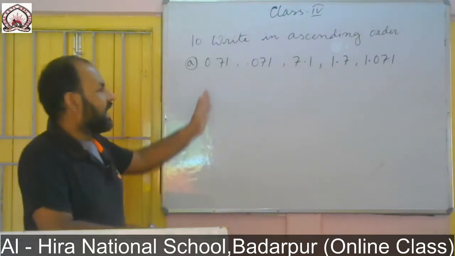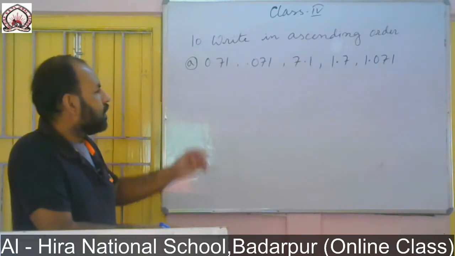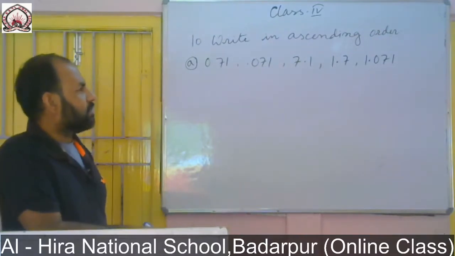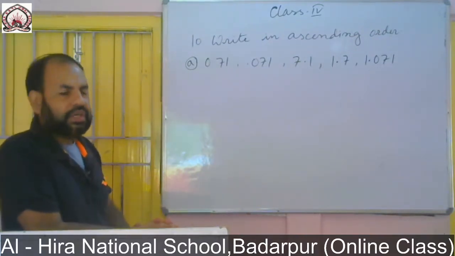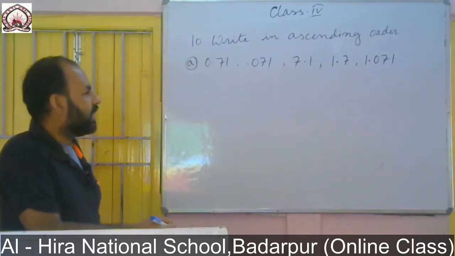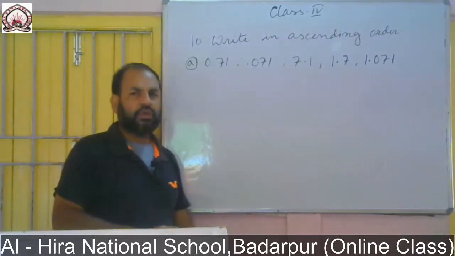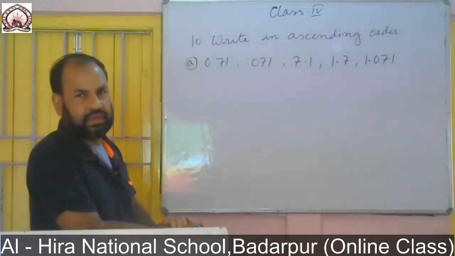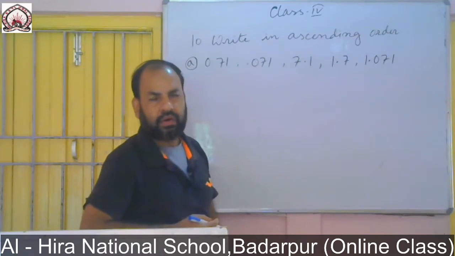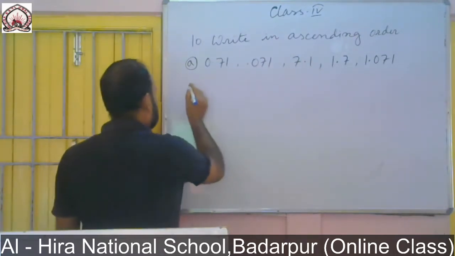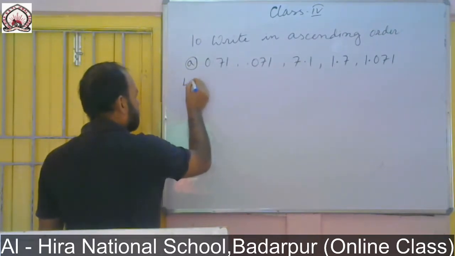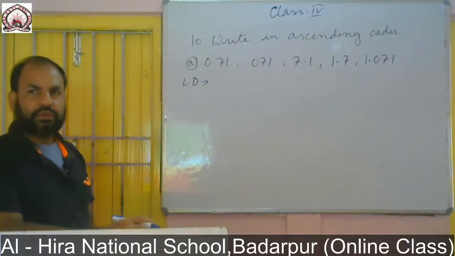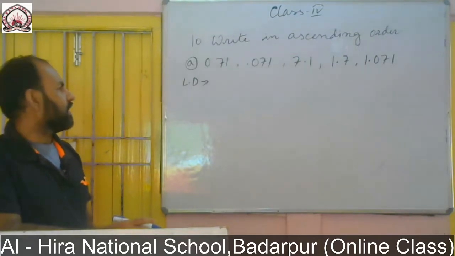So students, here all are decimal fractions, so we cannot say easily which one is small and which one is big. Ascending order means smallest to biggest. So we have to find out which one is small. At first we make all like decimals. We write LD, where LD means like decimal, then we easily understand which one is small and which one is large.